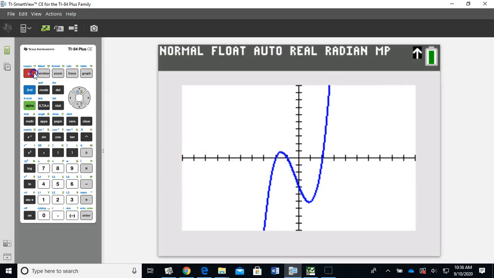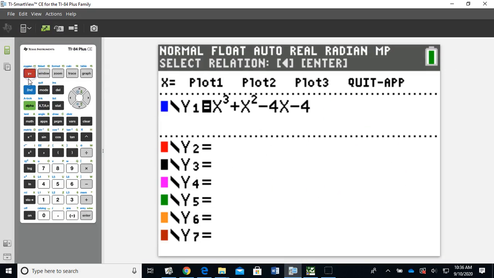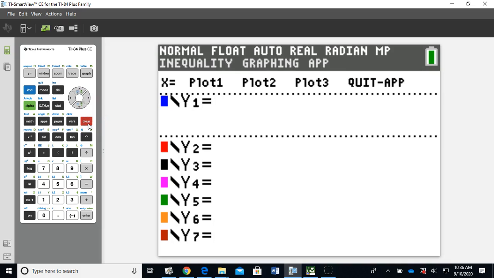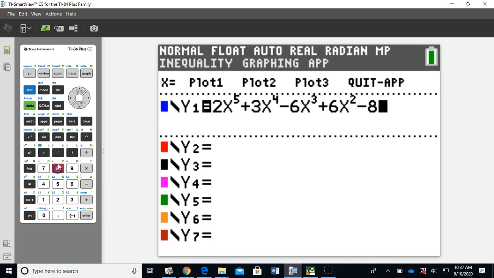But just to show you, well, all right, read it to me because it was long. It was 2x to the 5th plus 3x to the 4th minus 6x cubed plus 6x squared minus 8x plus 3.